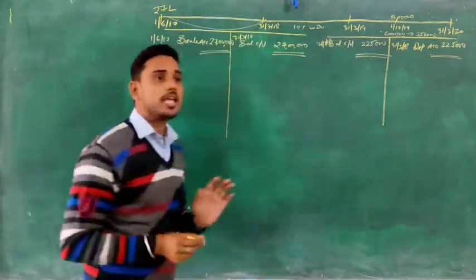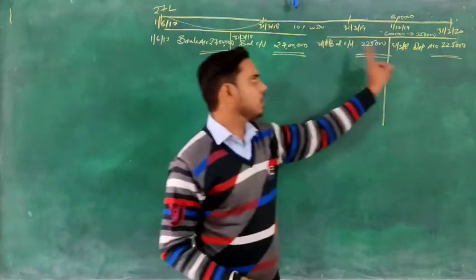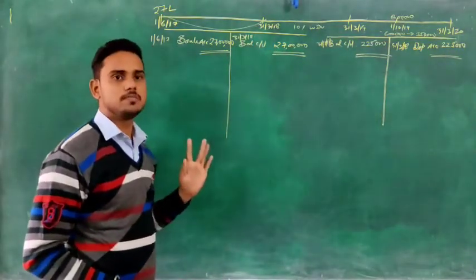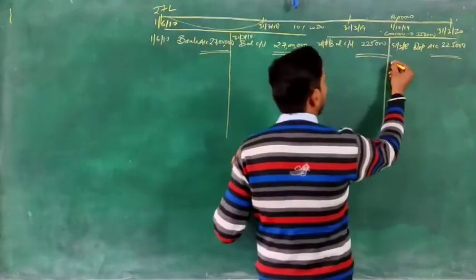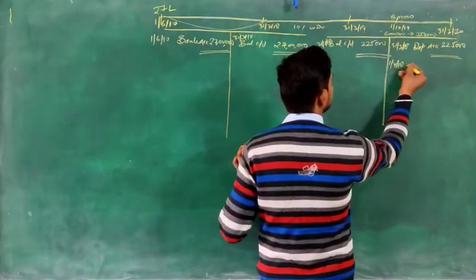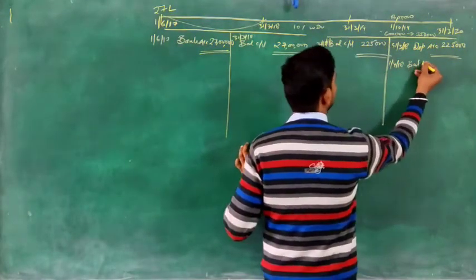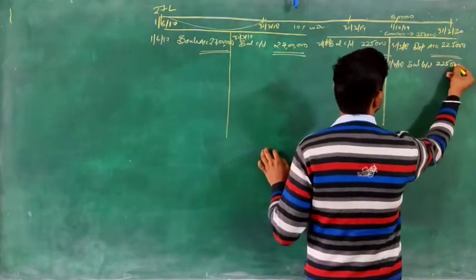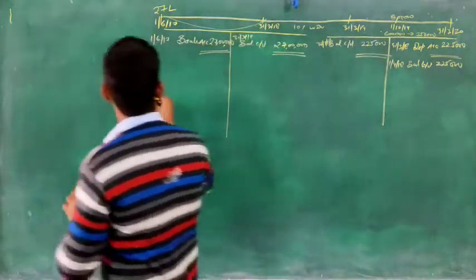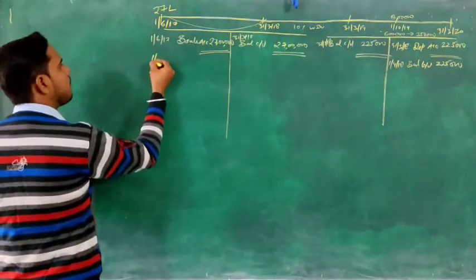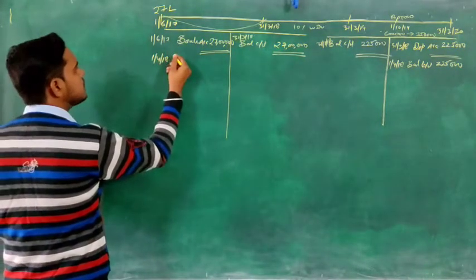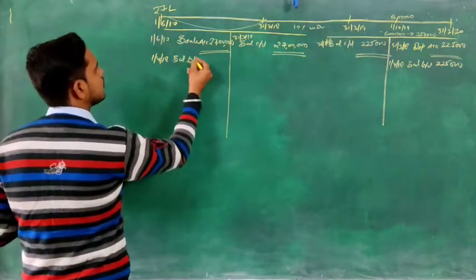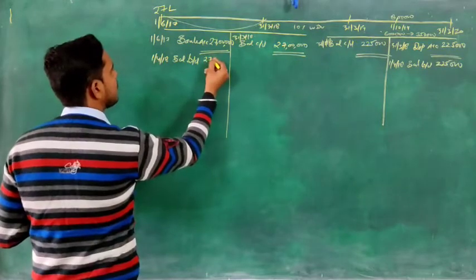Now we need to carry forward this balance from here to here as balance BD, and from here to here as balance BD. Okay, so write that thing on 1st April 18 as balance BD 2,25,000, and this will be carried forward here on 1st April 18 as to balance BD, that is 27 lakh.